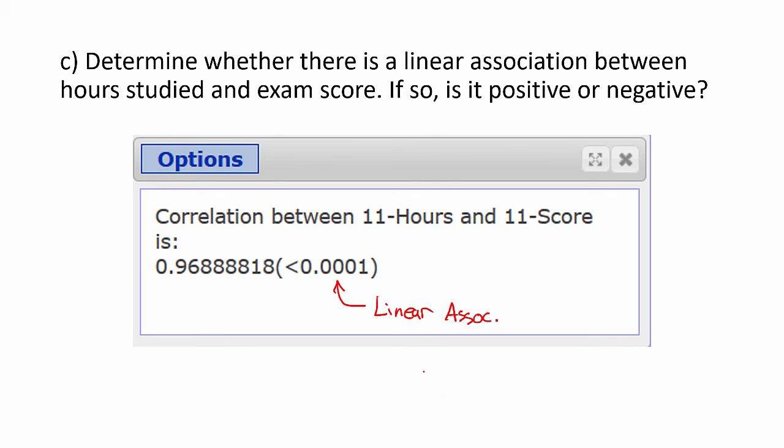Then, to determine if it's positive or negative, we just look at the sign of the correlation coefficient. Since it's positive, that means that we have a positive linear association between the two variables.